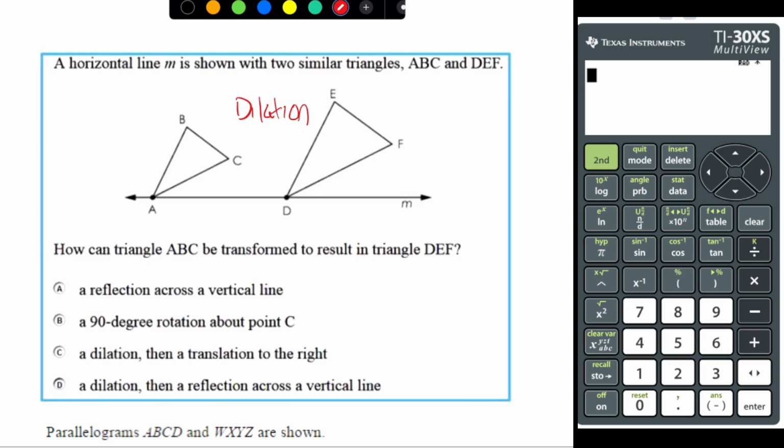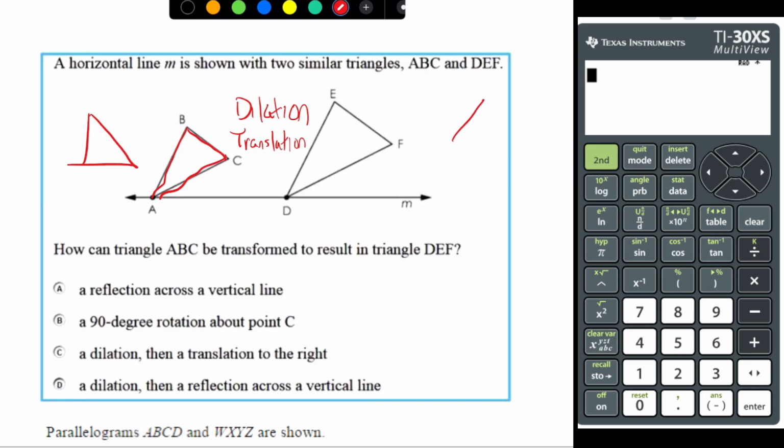We also note that triangle DEF is not overlaying or overlapping triangle ABC. That means it was probably moved via a translation, because you notice the orientation hasn't changed. It hasn't flipped, so it's not a reflection. It hasn't turned, like the shape isn't now like this, so it's not a rotation.